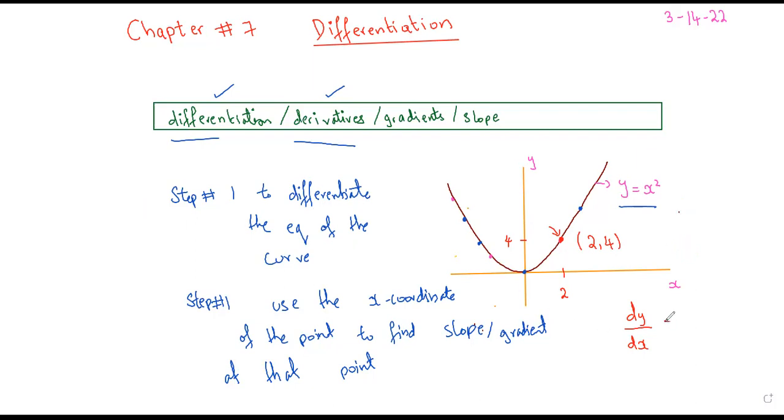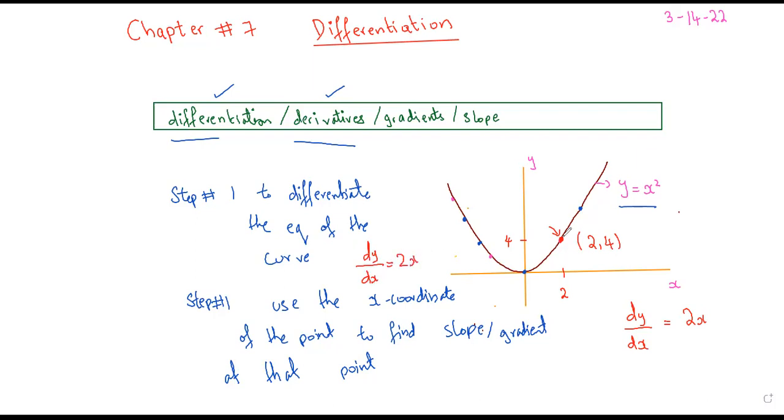Dy by dx in this case would be 2x. I did not tell how, I'm just telling it would be 2x. I told you in the very beginning. Initially, we will not talk about how to find the derivative or how to differentiate. We'll just talk about the application of this thing and then we'll see how to do it. So the answer of step one is dy by dx equals 2x.